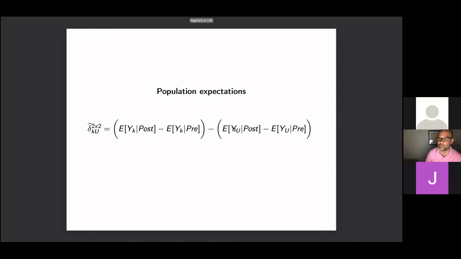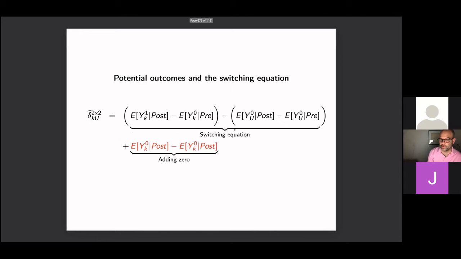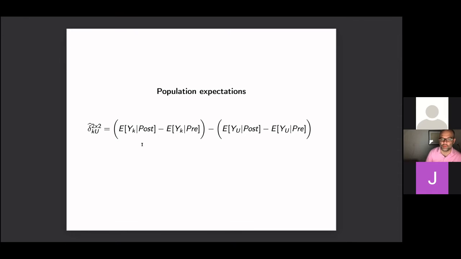Now, let me anticipate. Let me show you what I'm about to do. I'm about to go from this equation to this equation. There's an intermediate step, though. Before I go to the next slide, I'm going to change each value of Y with its potential outcomes. If in that period that group is treated, I will replace Y with Y1. If in that period that group is untreated, I will replace Y with Y0.